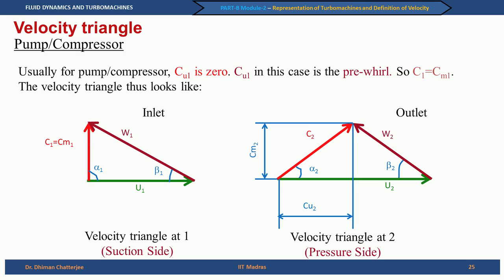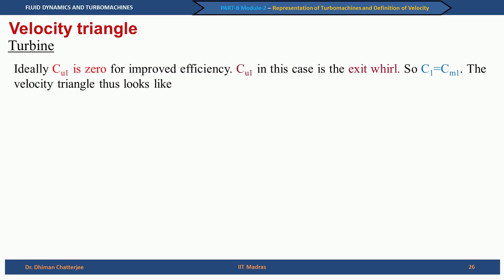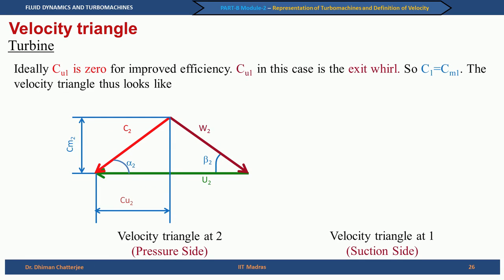Do you get the point? Cu1 is 0 irrespective of whether it is a pump or a turbine, that is, whether it is an inlet whirl or the pre-whirl or the exit whirl. This is very important, and I believe this is one of the major motivations for us to consider these unified notations for pumps and turbines. This advantage will become clearer when we take up Euler's energy equation in the next lecture.